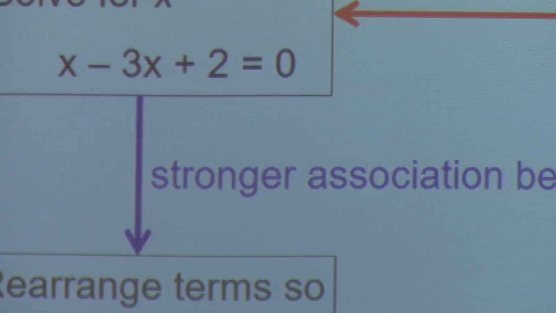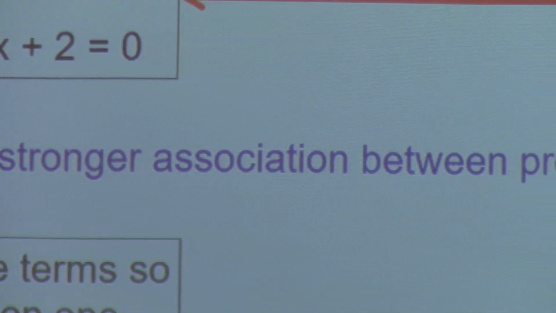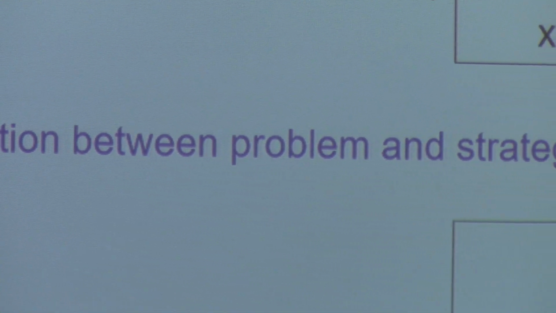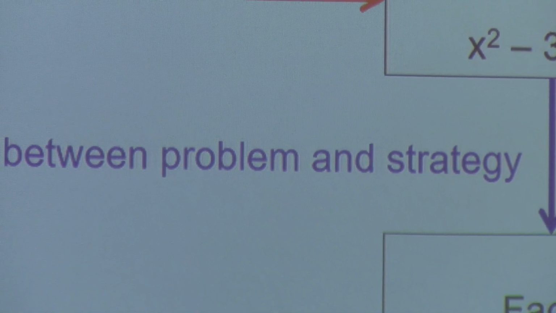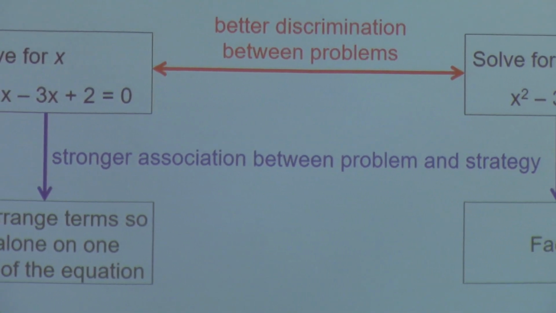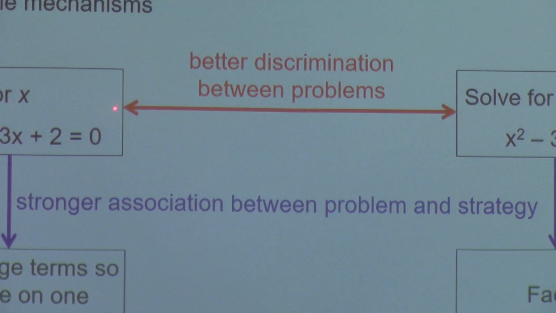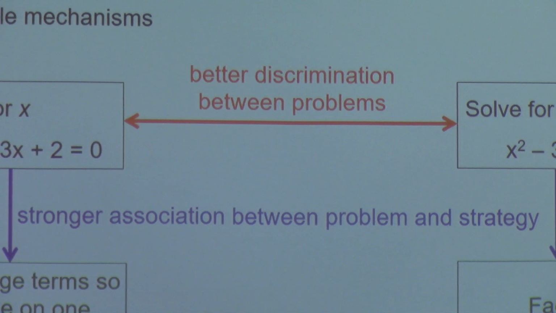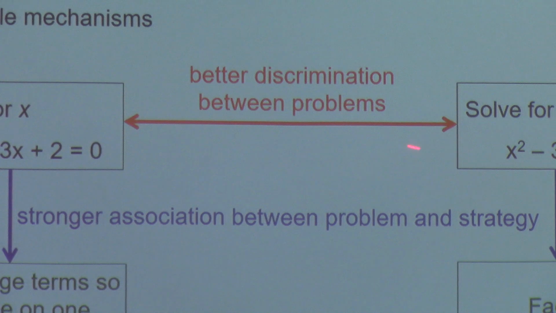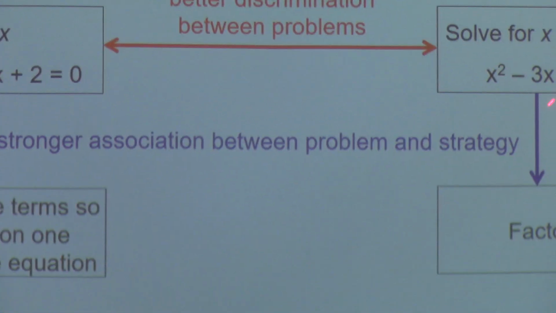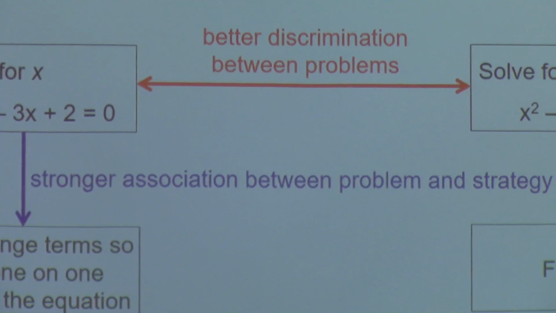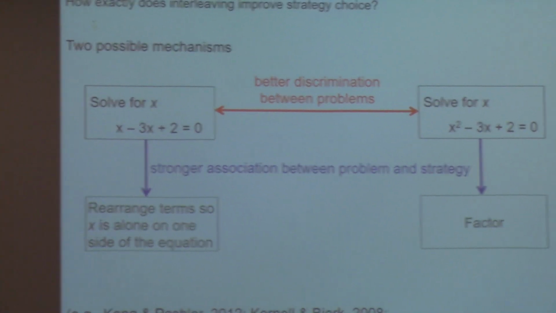But the other mechanism by which interleaving also helps problem solving is it strengthens the association between a given kind of problem, a given kind of category, and its associated strategy. So once you figure out what kind of problem this one on the left is, you then have to retrieve what the appropriate strategy is before you can execute it. Or if you realize it's actually this one on the right, this class of problems, then again, you have to retrieve the associated strategy and then execute it.